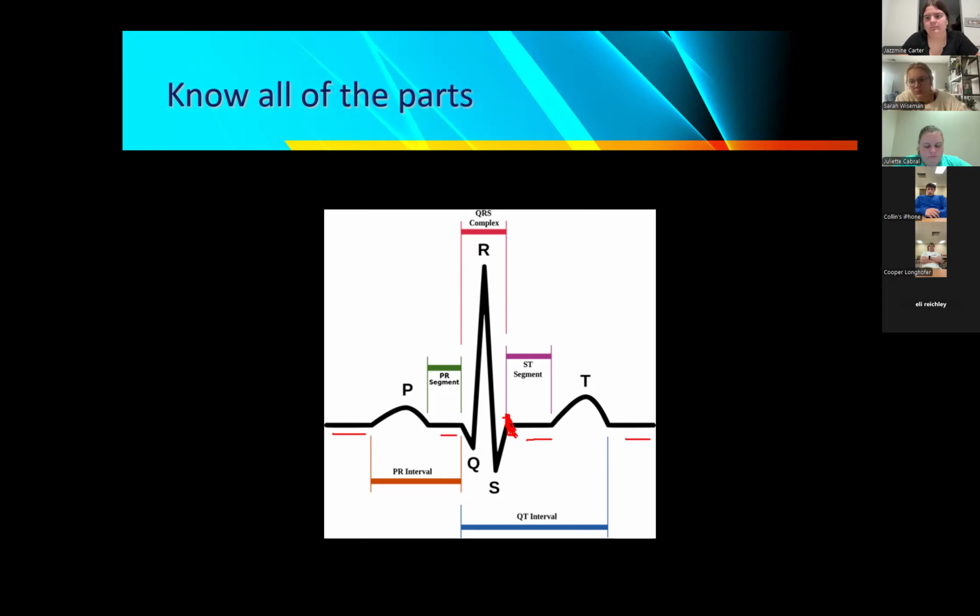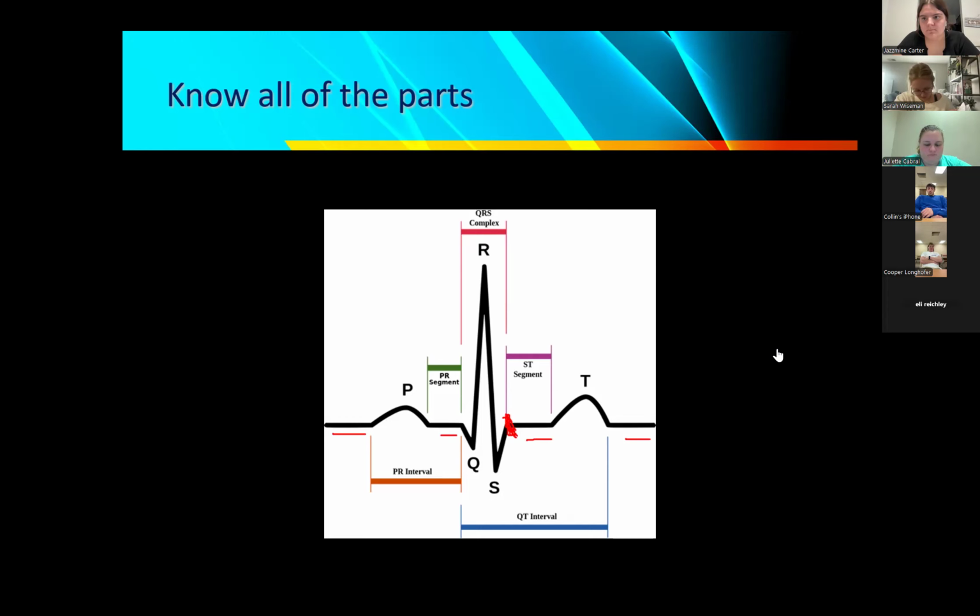I'm sorry, my brain is shut down. I'm sorry, you're exactly right. It is repolarization. Yes, it is ventricular repolarization. So the ventricles are repolarizing, they're reloading so that they can get ready to fire again.